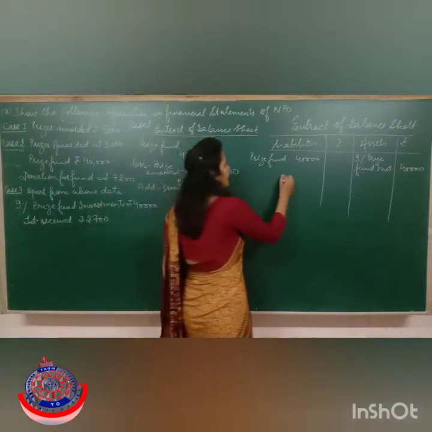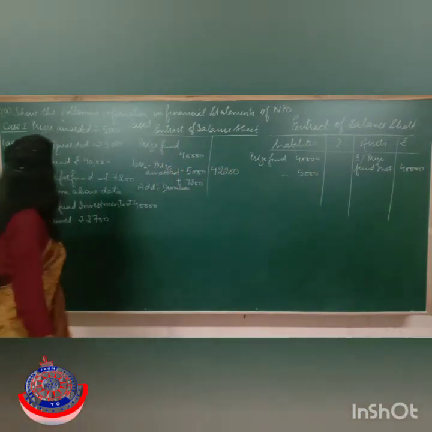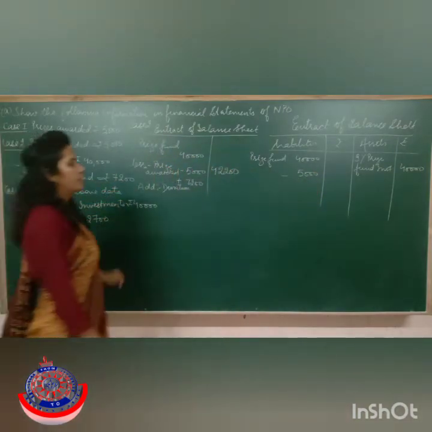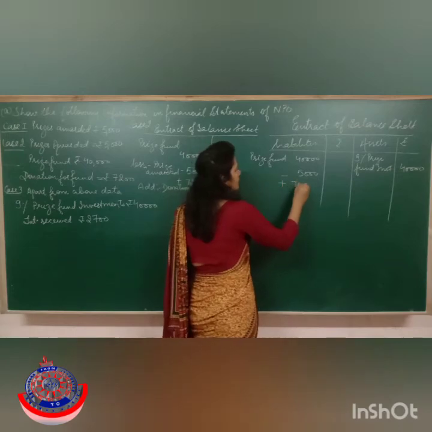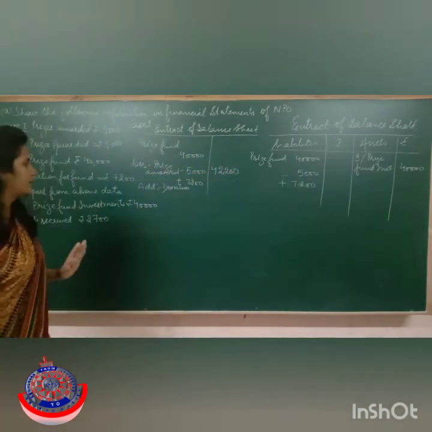Now if I talk about the next item, next is prize awarded. So prize awarded has to be subtracted. You know that. Next is donation for the fund. Donation for the fund has to be added. Till here, no problem is there, right?